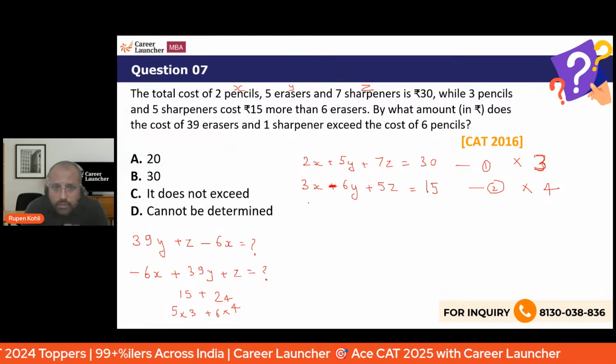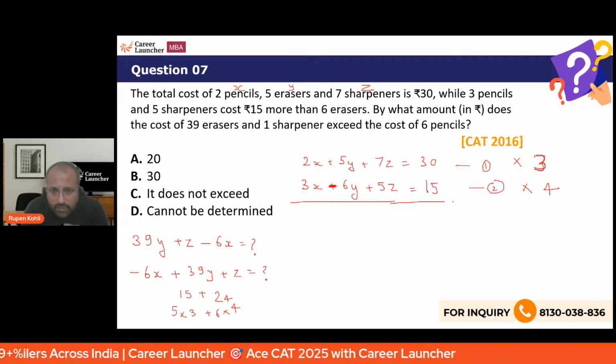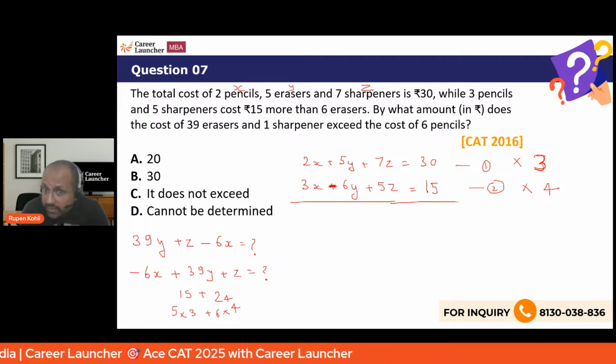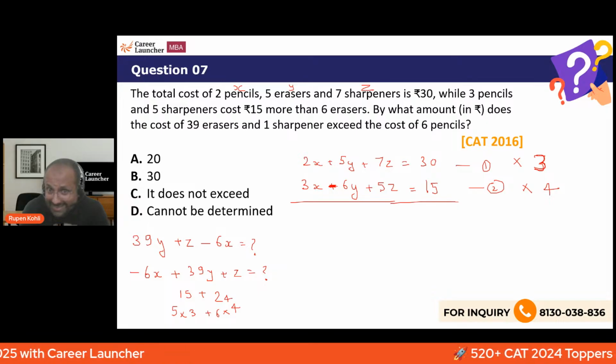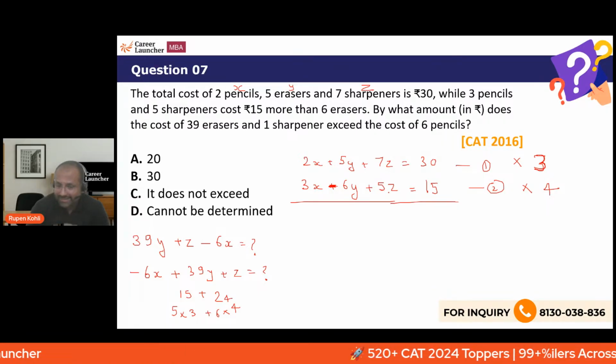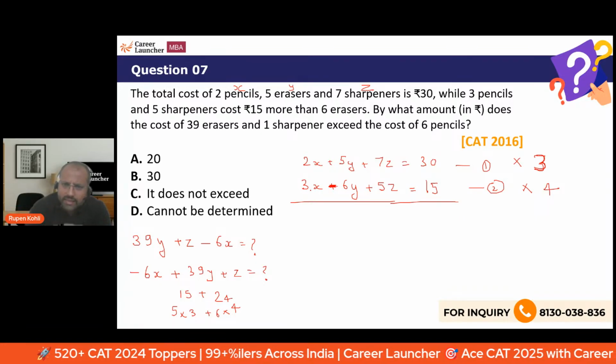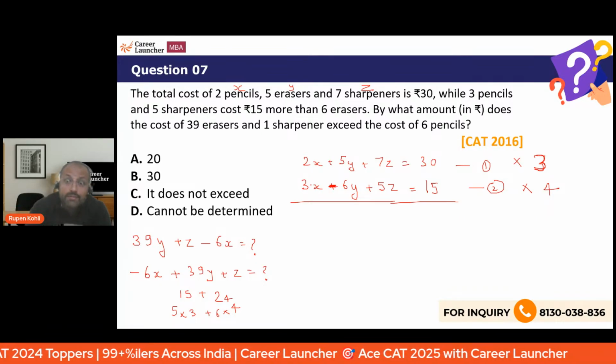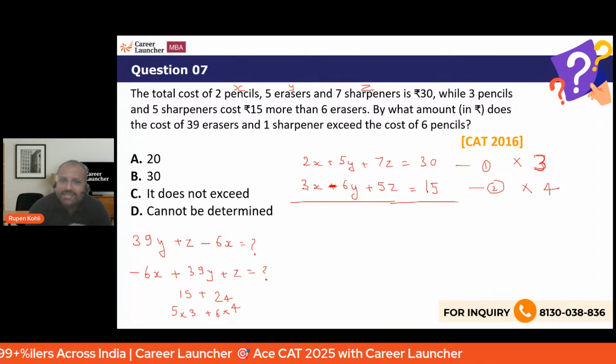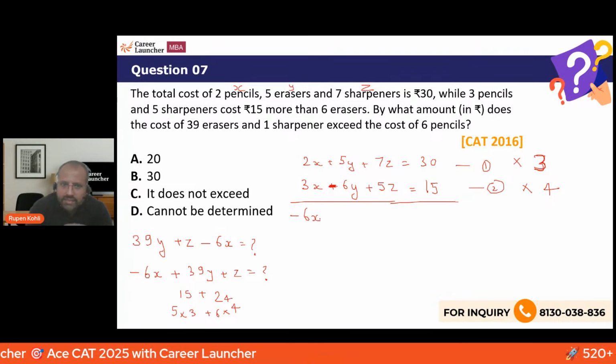Now, does that also give me 1 of Z? 7 into 3 is 21. 5 into 4 is 20. Yes. We get 1 of Z. Looks good. Does X also match? 2 into 3 is 6. 3 into 4, 12. 6 minus 12 is minus 6. Perfect. This is exactly what we need. So yes, our first hidden trial process has been successful.